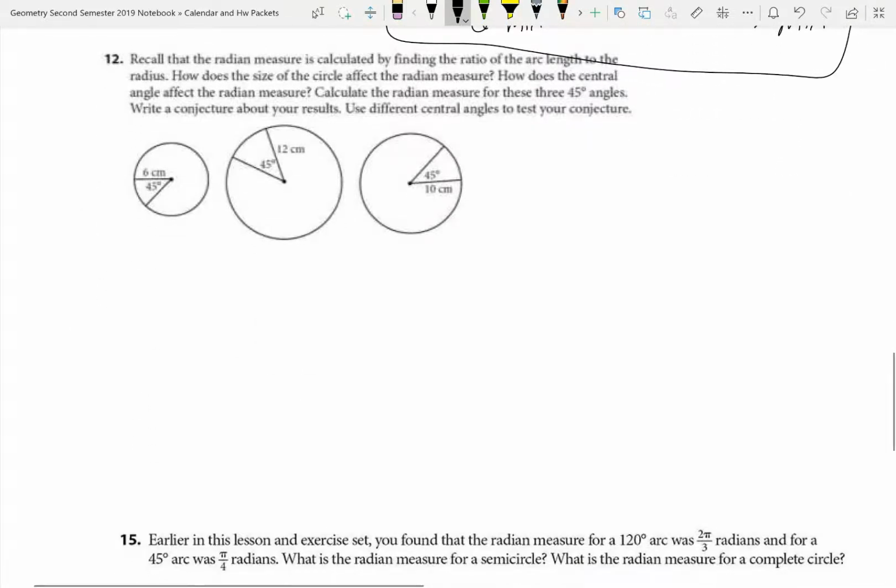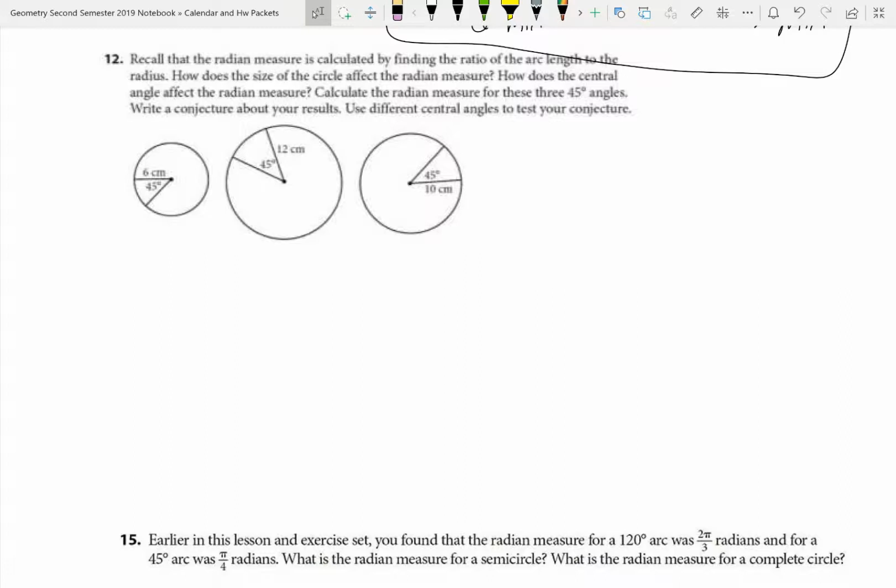Okay. Number 12. Recall that the radian measure is calculated by finding the ratio of the arc length to the radius. How does the size of the circle affect the radian measure? How does the central angle affect the radian measure? Calculate the radian measure for these three 45-degree angles and write a conjecture for your results. Use different central angles, test your conjecture.